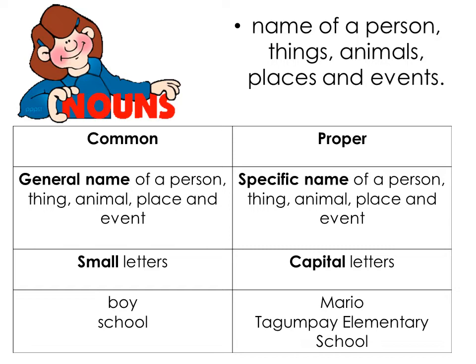The next one is proper nouns. Proper nouns are specific names of a person, thing, animal, place, and event. They are written in capital letters. An example is Mario. Mario is a specific name of a person, and look at the starting letter. It is written in a capital letter. Next is Tagumpay Elementary School. Tagumpay Elementary School is an example of a proper noun. Why? Because it is a specific name of a school or a place. And look at the starting letter. It starts with a capital letter.